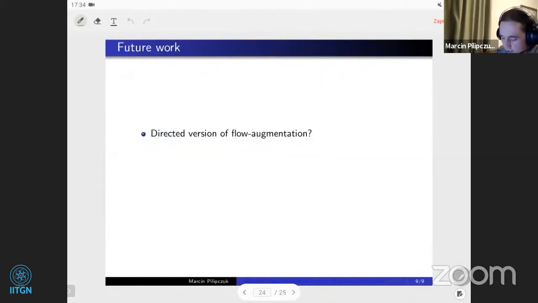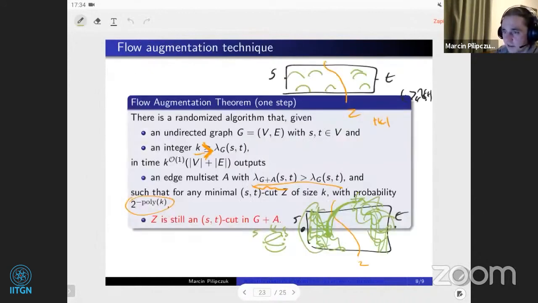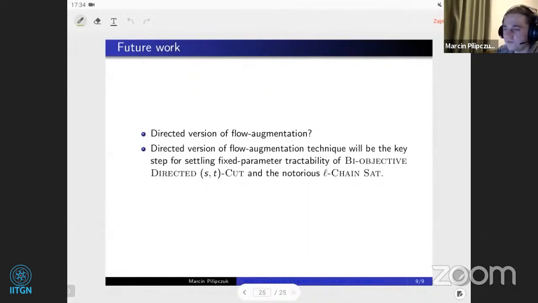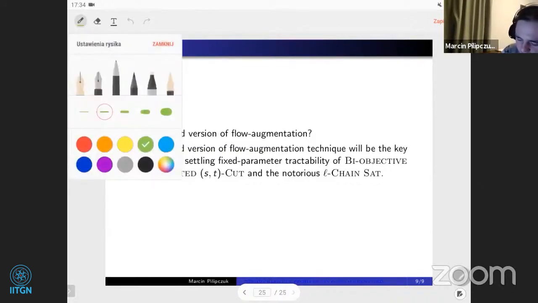And if you have this type of statement, you can quite easily prove the FPT variant not only of the bi-objective directed cut, which is maybe a bit of a toy problem but I think a quite neat and important one, but also of the notorious L-chain SAT problem, which came out of some CSP dichotomy.